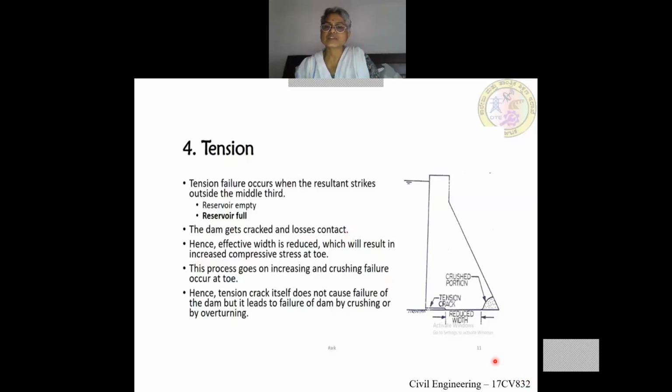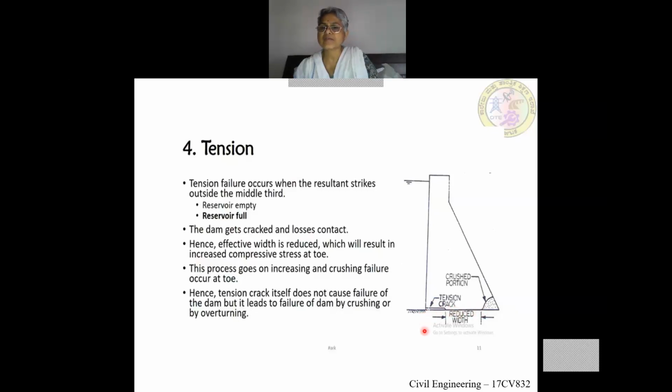So when it loses contact here, there will be a crack developed near the heel. Because water pressure is like this, it will tend to move forward or overturn. So this material will get crushed, and here there will be tension. Okay. So once the cracks are developed, it will lose contact with the foundation.